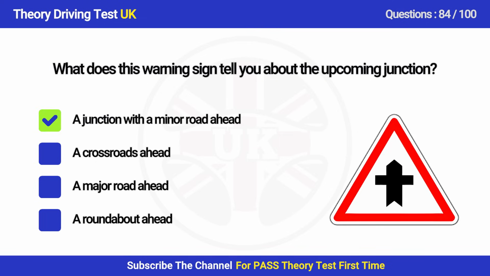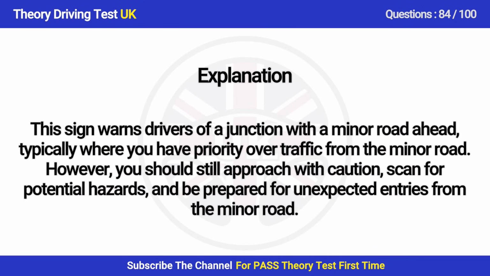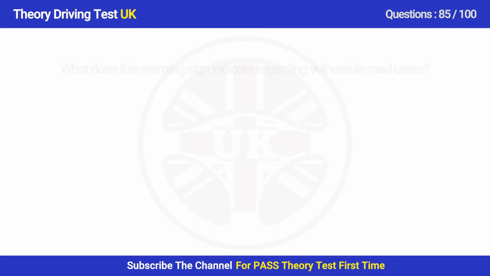Answer is A. A junction with a minor road ahead. This sign warns drivers of a junction with a minor road ahead, typically where you have priority over traffic from the minor road. However, you should still approach with caution, scan for potential hazards, and be prepared for the unexpected from the minor road.